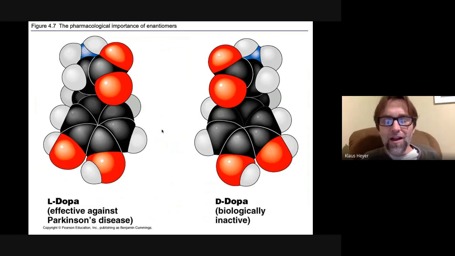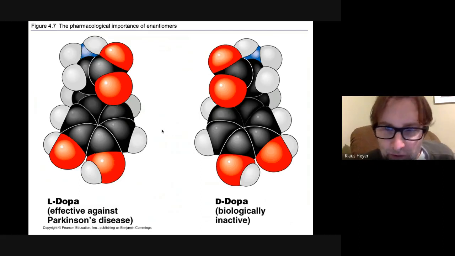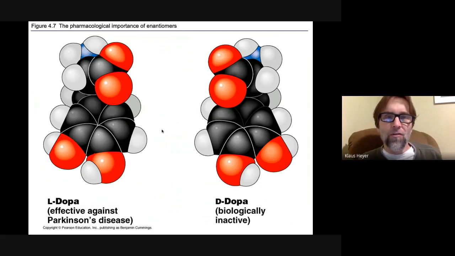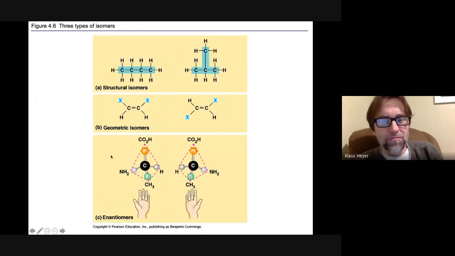So it's not going to really work, right? Sometimes they'll screw up like Ritalin and things like that, right? So these are enantiomers. Same shape, same stuff in them, mirror image. So enantiomer, structural isomer.